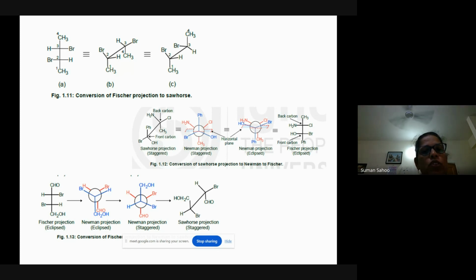Okay, so how these projection formulas are interconverted, Fischer to Sawhorse and Sawhorse to Fischer, or from Newman to Sawhorse, you can go through your book or through models. Actually it is easier to explain that way, but still I am just showing one. So first you see the A, in which this carbon is our front carbon. To present it in a Sawhorse projection formula, first we write this diagonal line like this, and the first carbon, carbon 1, is present here, and the bromine in the Fischer projection is on the left hand side. So I have put bromine on the left hand side, and hydrogen is present on the right hand side.